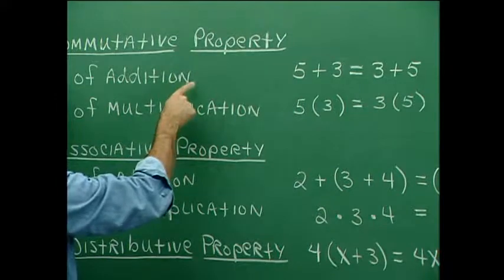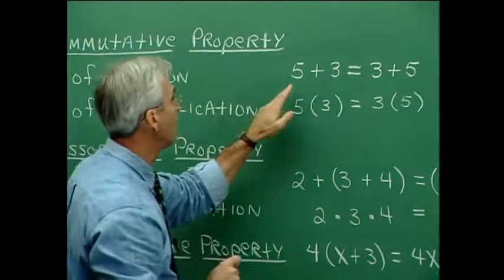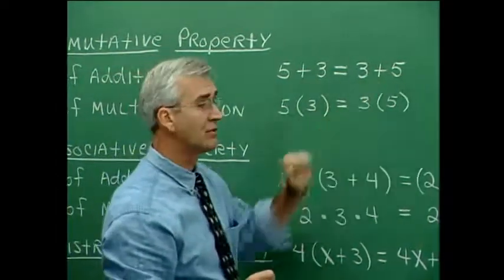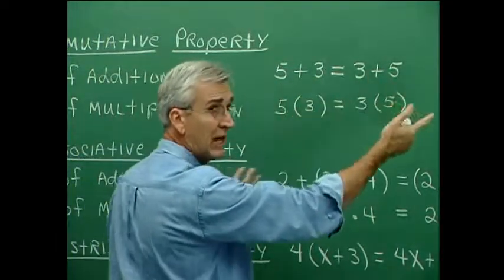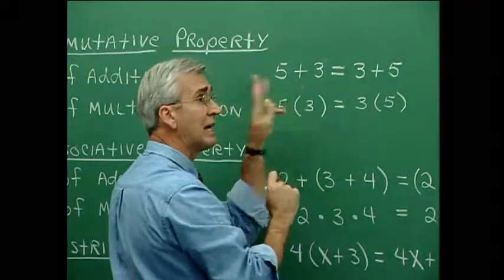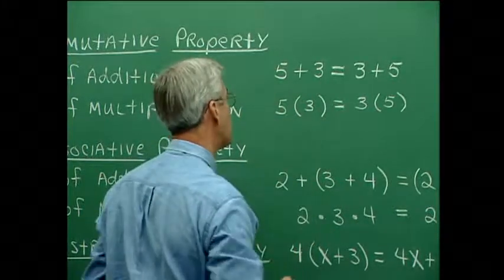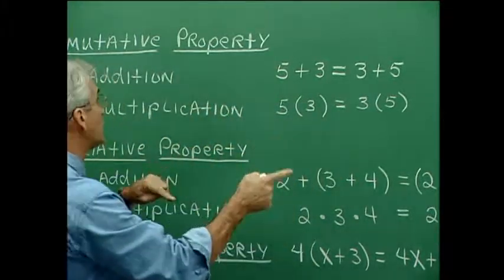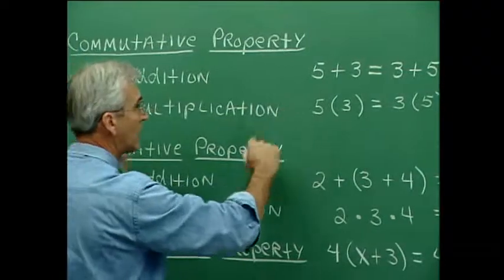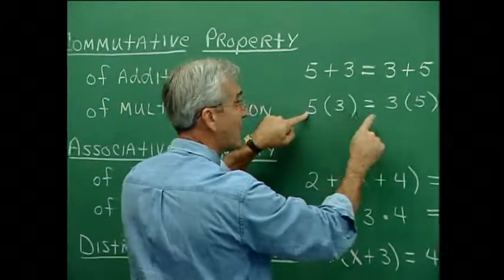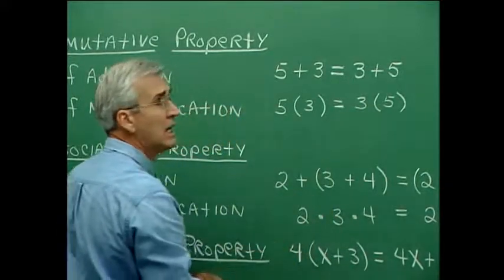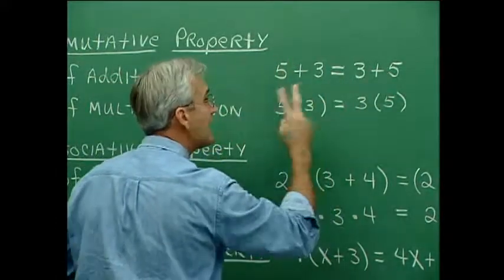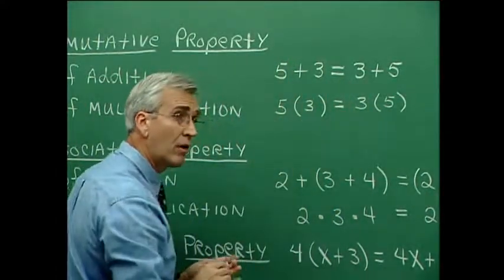The commutative property of addition is illustrated by 5 plus 3 is equal to 3 plus 5. Or more generally, I could say a plus b is equal to b plus a. We can add numbers in either order. That's the idea. Same notion with multiplication. Commutative property of multiplication means that 5 times 3 has the same value, is the same thing as 3 times 5. Now, notice the order is the idea with the commutative property.